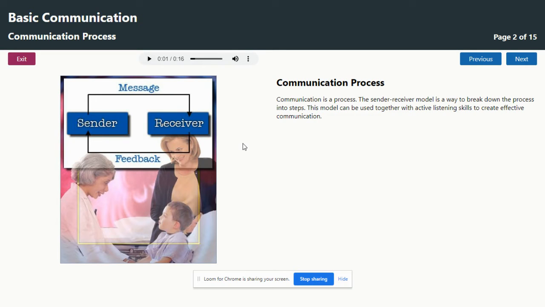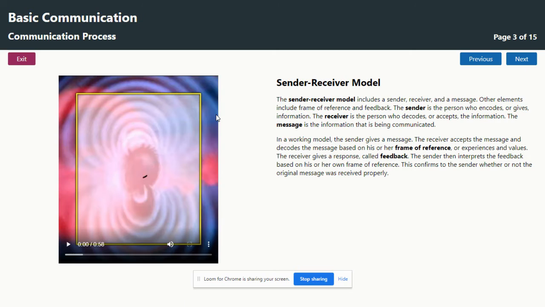Communication process. All right, so communication is a process. The sender-receiver model is a way to break down the process into steps. This model can be used together with active listening skills to create effective communication. All right, so the sender-receiver model includes a sender, receiver, and a message. Other elements include frame of reference and feedback.